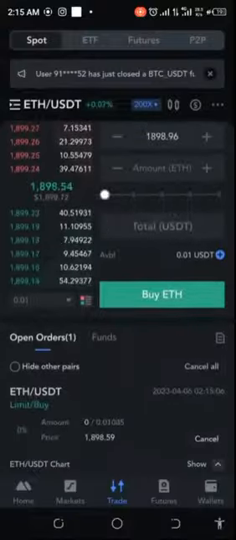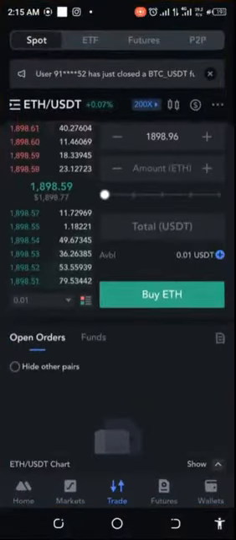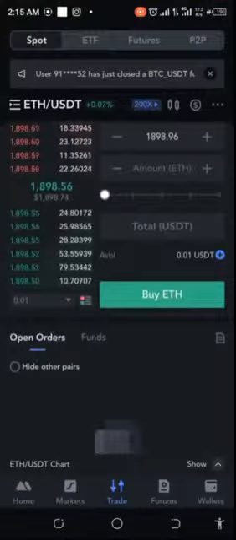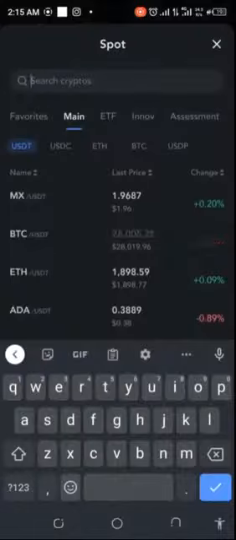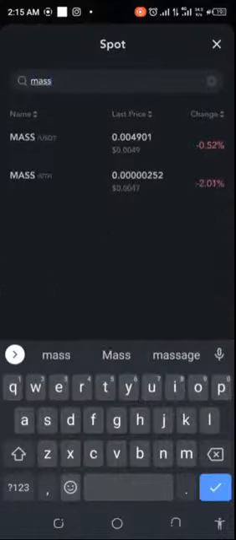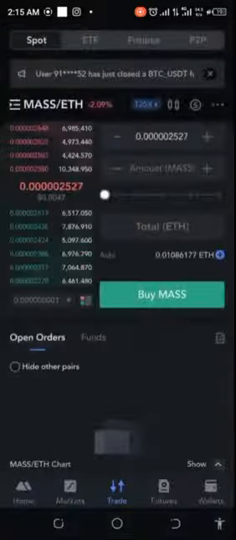Why are we in the queue? I thought, oh, good, it sold. It sold immediately. Okay, so now that it's sold immediately, let's quickly go over to our mass ETH. Okay, mass ETH. That's what we want to buy right now.